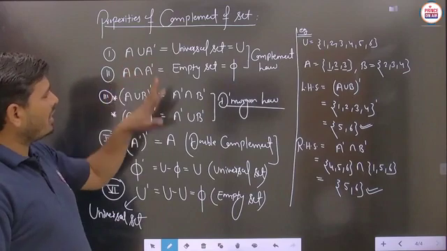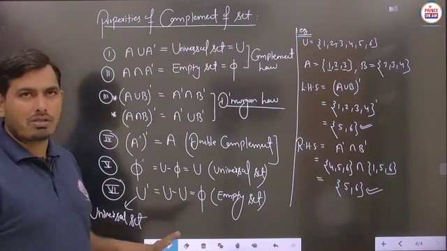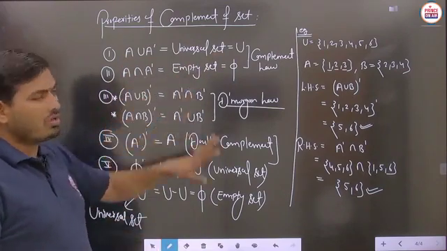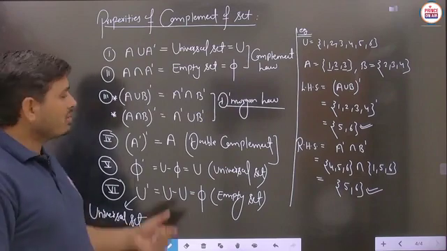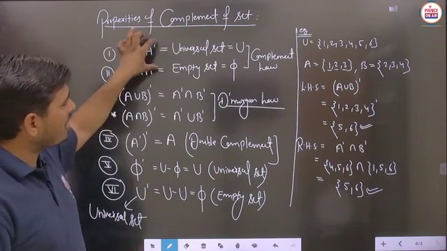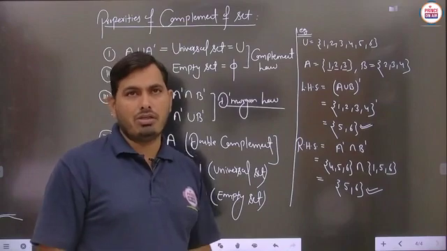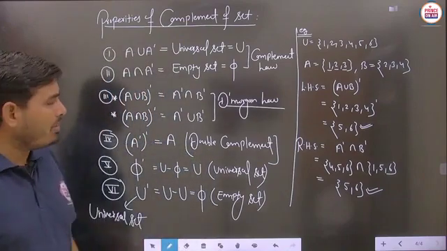Basically, A union A dash is equal to the universal set, and A intersection A dash gives the answer as the empty set. Similarly, these two laws are known as the complement laws.